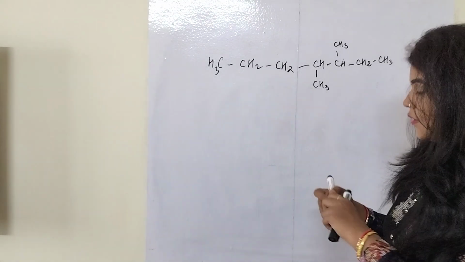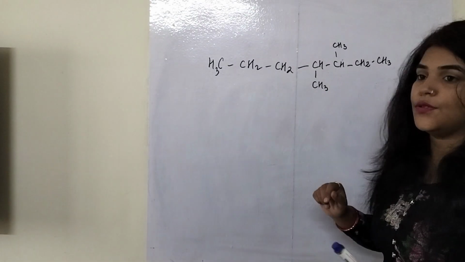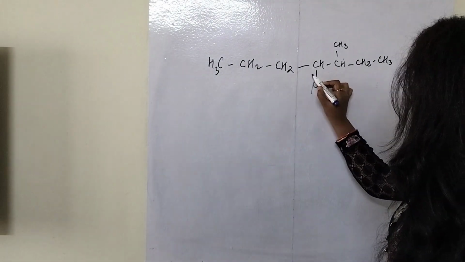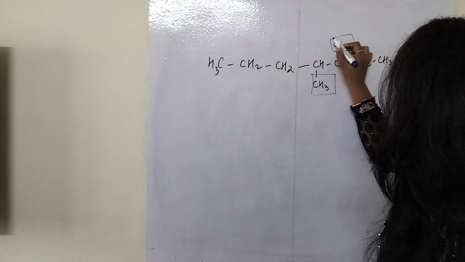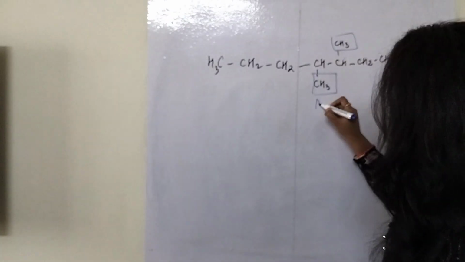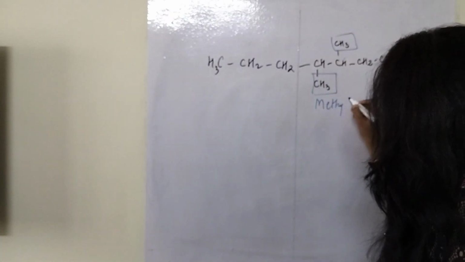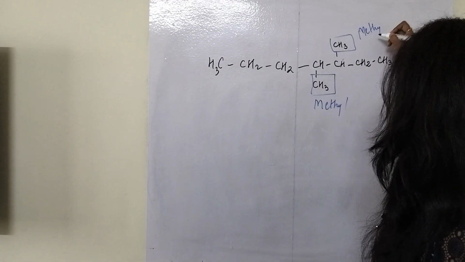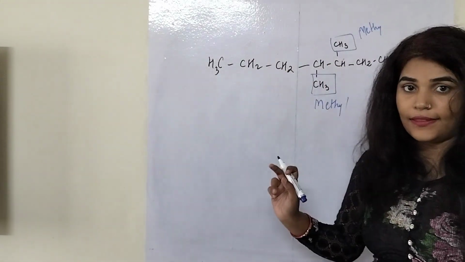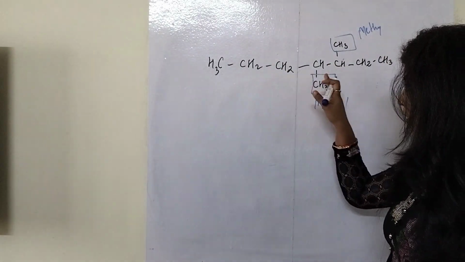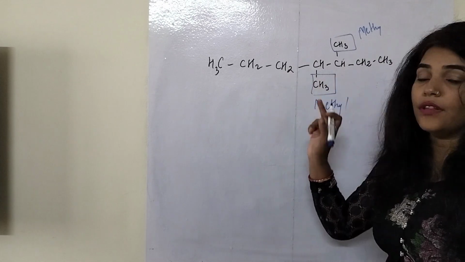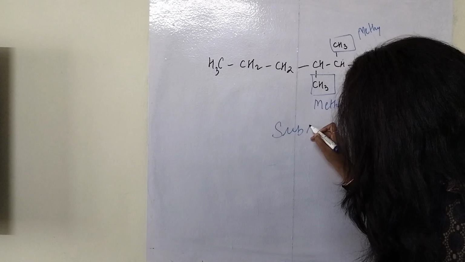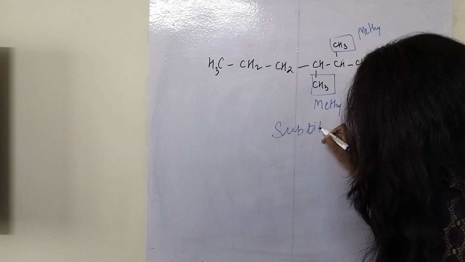Now we have two substituents here. These two substituents are the same. So these two are my substituents. What is the name of these substituents? Methyl. What do we call them? They are attached like a branch. The groups in the longest chain which are bonded as a branch are known as substituents.